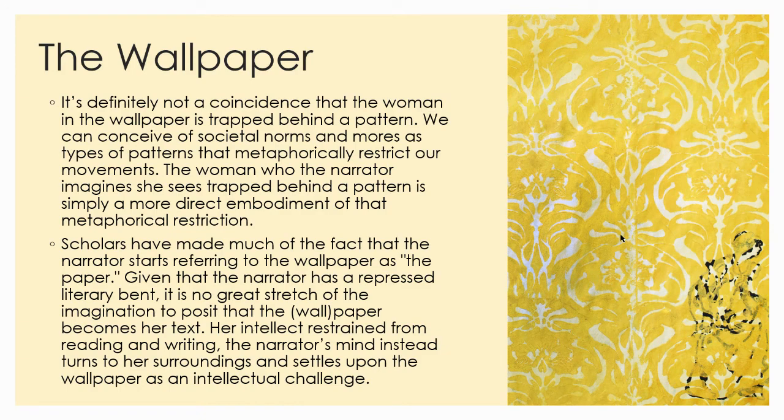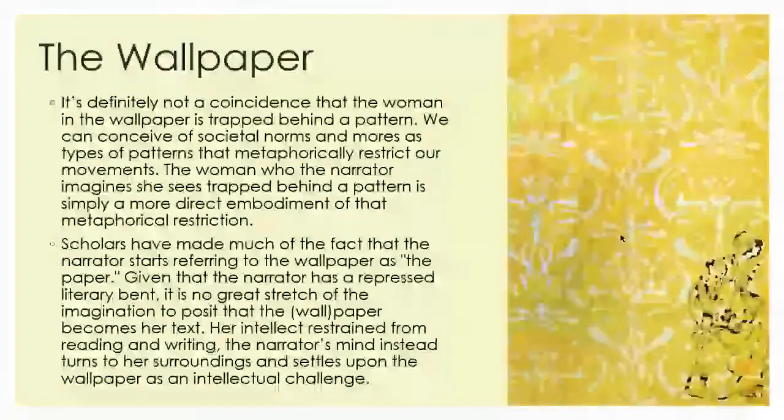Her intellect, restrained from reading and writing, the narrator's mind instead turns to her surroundings and settles upon the wallpaper as an intellectual challenge. And that's something I sort of said in the first slide, is that she is prohibited from writing. And I mentioned last time about that idea of a balloon, and it's sort of popping up from somewhere else, that her creativity has to come out somewhere. And if she's not allowed to write, the wallpaper becomes her paper on which she writes, she imagines. And it makes us consider that if Donna had just let her blooming write, then none of this would have happened.